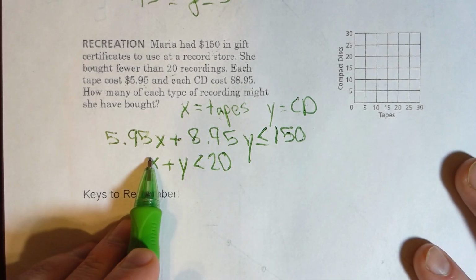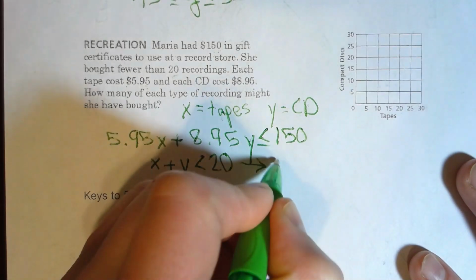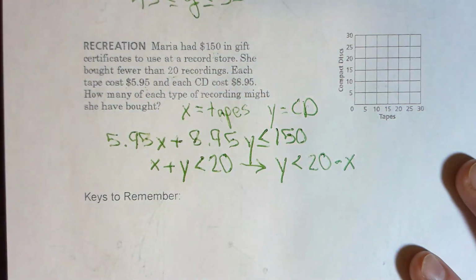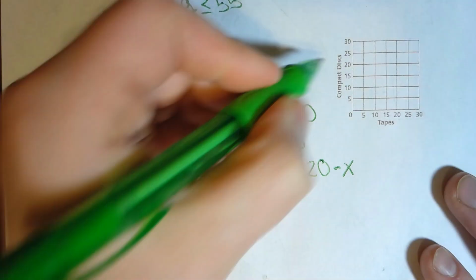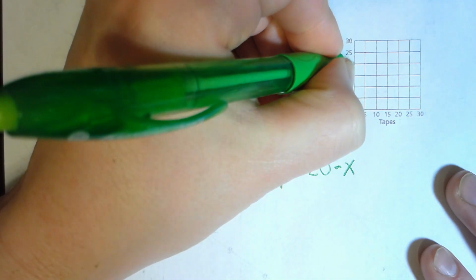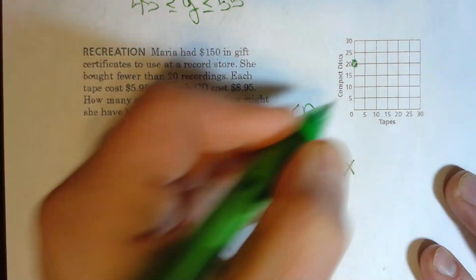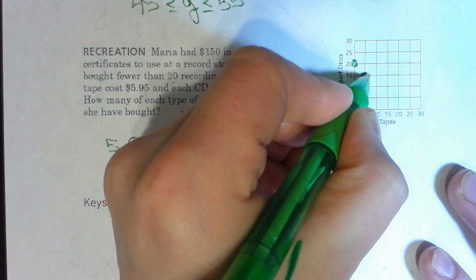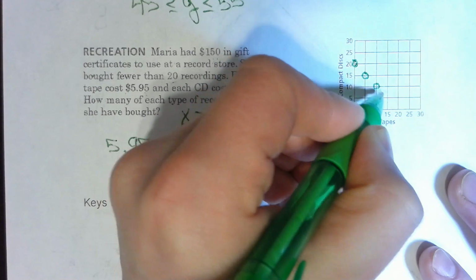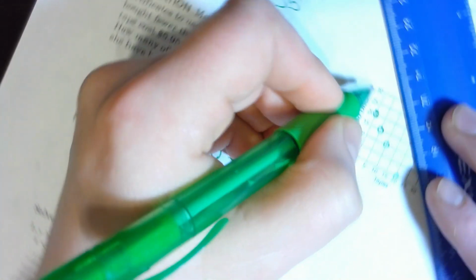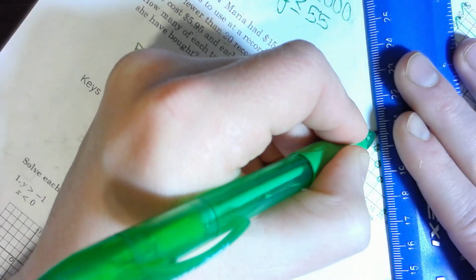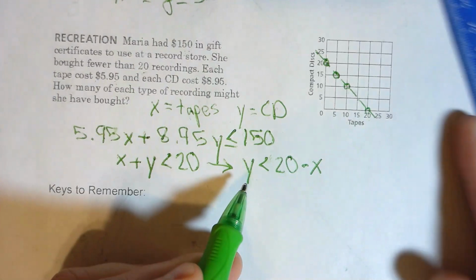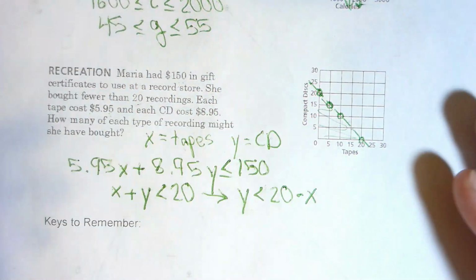This is going to be a lot easier to graph than the other. I'm going to rewrite it like this: Y is less than 20 minus x. I just subtracted x from both sides. That's going to be easy to graph. So my y-intercept is 20. That's not going to be a solution. And I'm going down 1 over 1, which is the same as going down 5 over 5. Down 5 over 5, and we're going to hit right there. And so I've got a dotted line. And it's less than, so it's going to be somewhere in here.